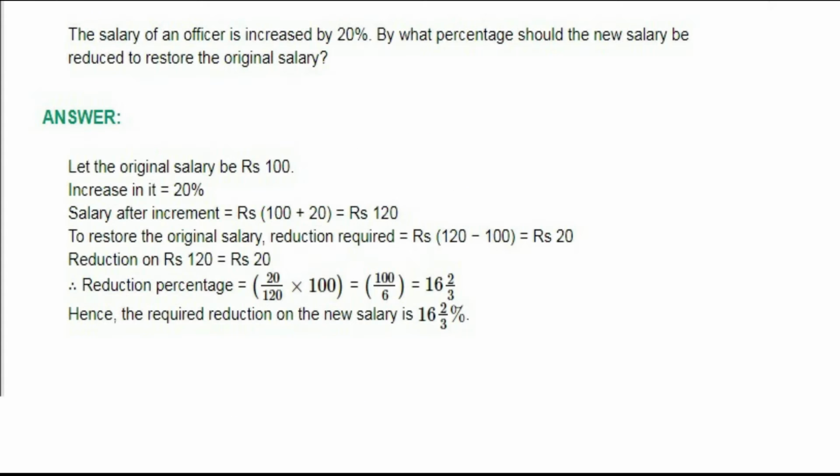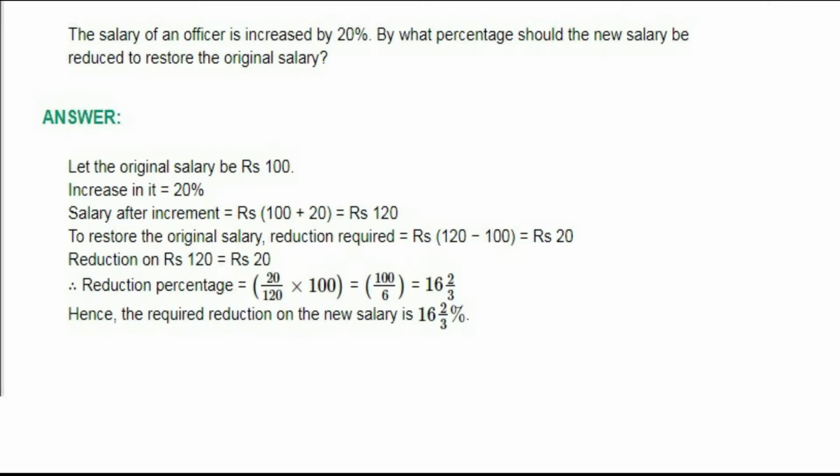Moving to a very interesting sum. The salary of an officer is increased by 20%. By what percentage should the new salary be reduced to restore the original salary? So in this sum they are telling you the salary of an officer is increased by 20%. They are asking by what percentage should the new salary be reduced to restore the original salary. So in this case we have a very common misconception that if a number is increased by 20%, in order to get back the original number, we have to decrease by the same percentage.